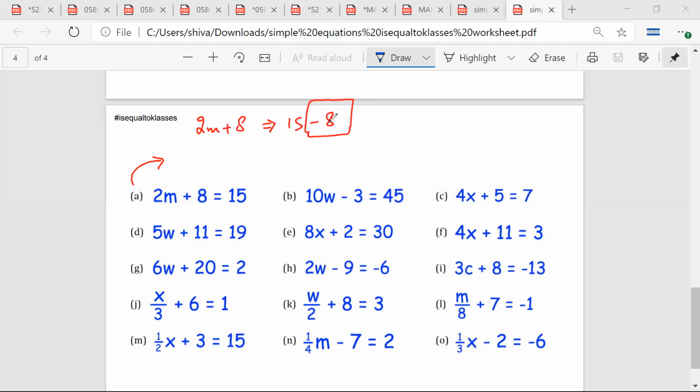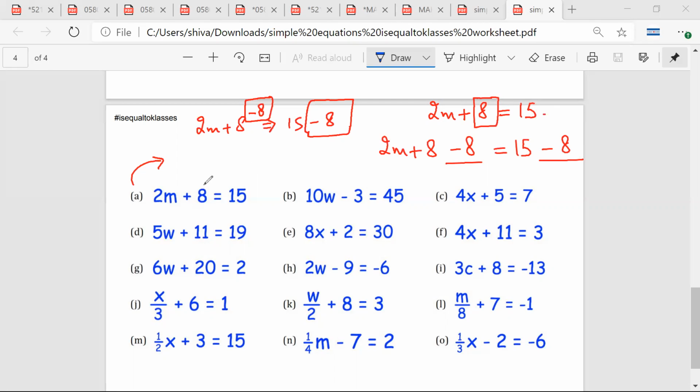Mr. Satya, this minus 8 needs to be added on both sides. Have you understood this or not? Yes, sir. My equation is 2m plus 8 is equal to 15. I want this 8 to disappear, so what do I do? I add minus 8 on both sides. Have you understood what I have done? Yes, sir.